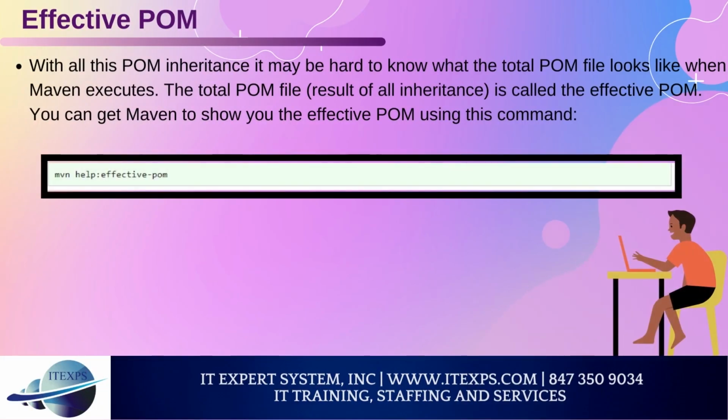Effective POM. With all this POM inheritance, it may be hard to know what the total POM file looks like when Maven executes. The total POM file result of all inheritance is called the effective POM. You can get Maven to show you the effective POM using this command. This command will make Maven write out the effective POM to the command line prompt.